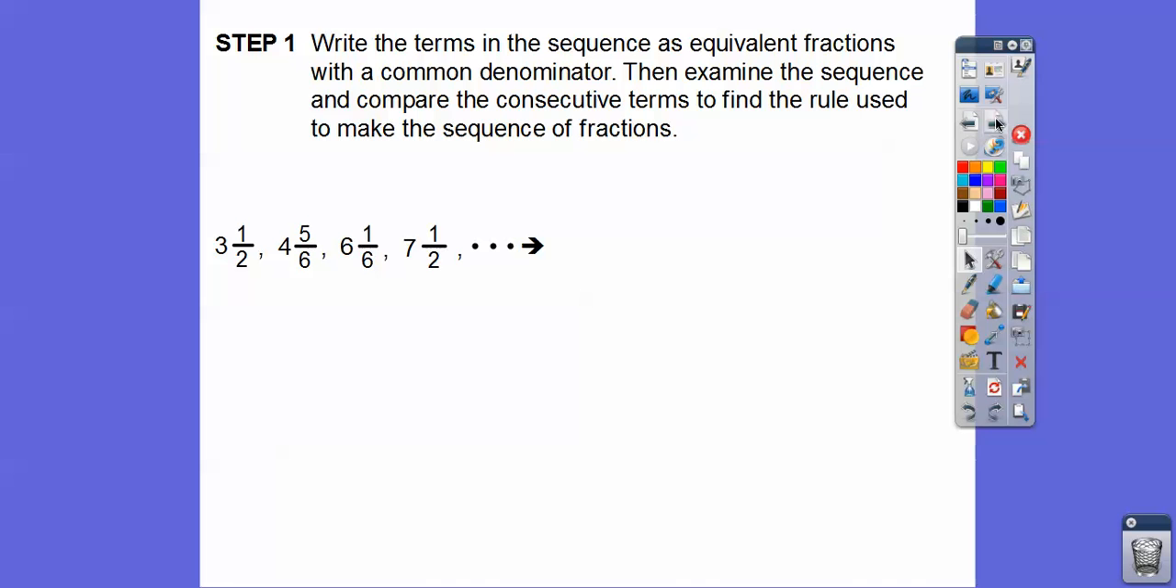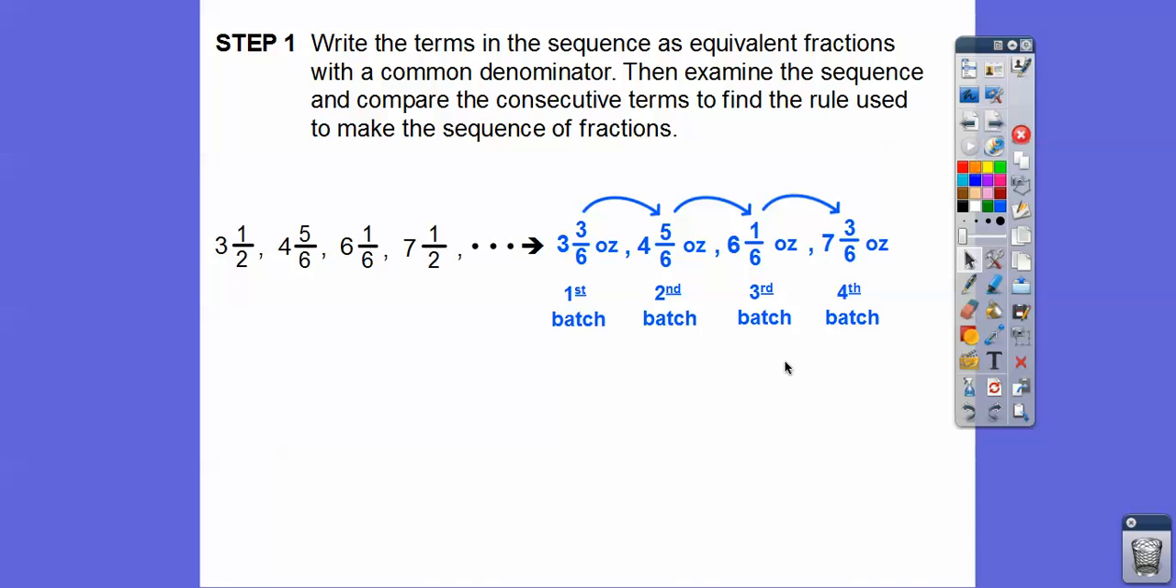Here's the sequence that they give us. Let's convert them to fractions that we know with common denominators. Here's 3½, which is 3 3/6, then 4 5/6, 6 1/6, and then we replace 7½ with 7 3/6.